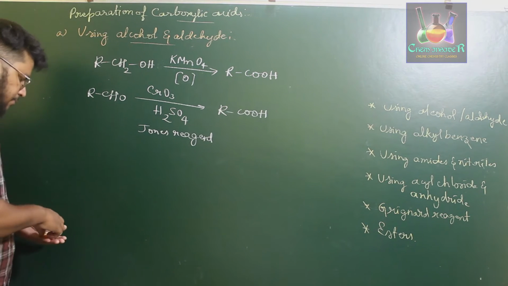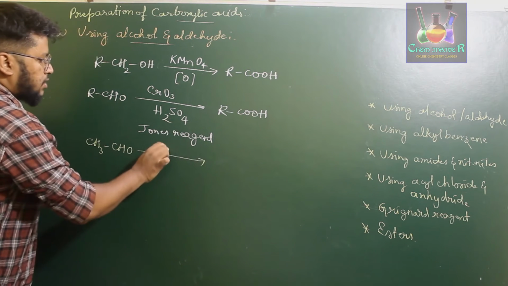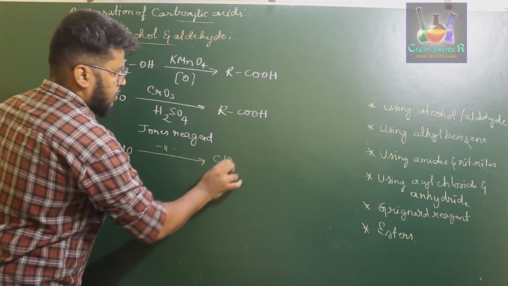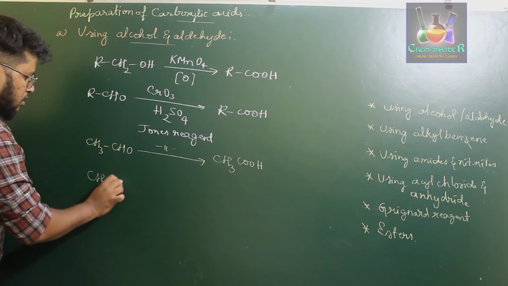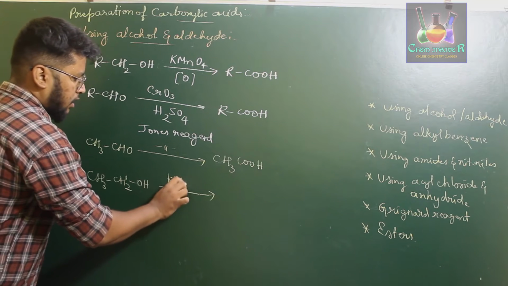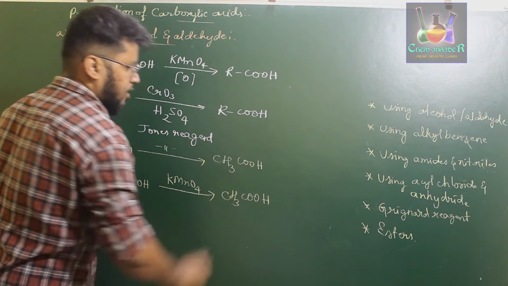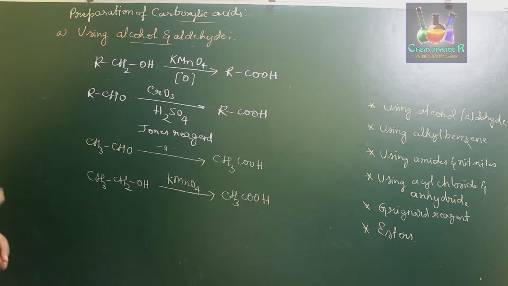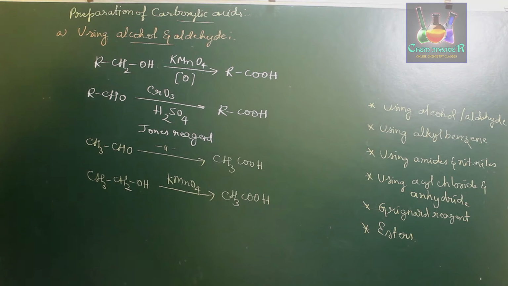Let us take an example for that. Let us say CH3CHO. With the Jones reagent, it forms CH3COOH. And if you consider alcohols, CH3CH2OH along with oxidizing agents like KMnO4 undergoes oxidation to form CH3COOH. So these are the simple methods which we already know. Now for the preparation of aryl carboxylic acids, what we have to do is consider an alkyl substituted benzene.